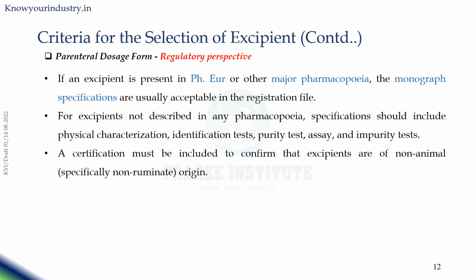If an excipient is present in the Pharmacopoeia or other major pharmacopoeia, the monograph specifications are usually acceptable in the registration file. For excipients not described in any pharmacopoeia, the specification should include physical characterization, identification test, purity test, assay, and impurity test. A certification must be included to confirm that excipients are of non-animal origin. This is something we call a TSE or BSE certification. Certifications should be obtained from the vendor.